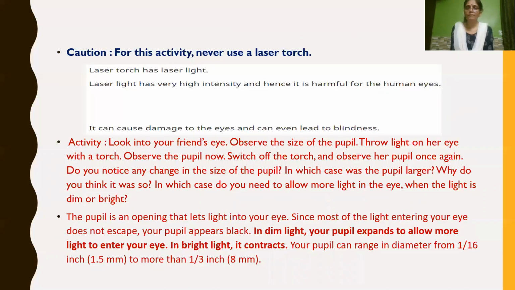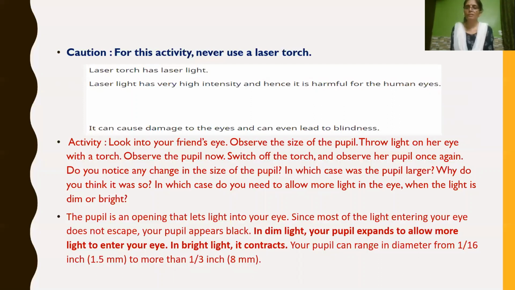Now for this activity, we should have two persons. For example, you and your friend can do this activity. Look into your friend's eye, and first observe the size of the pupil. Then throw light on your friend's eye with a torch and observe the pupil. Now switch off the torch and observe the pupil once again. Do you notice any change in the size of the pupil?